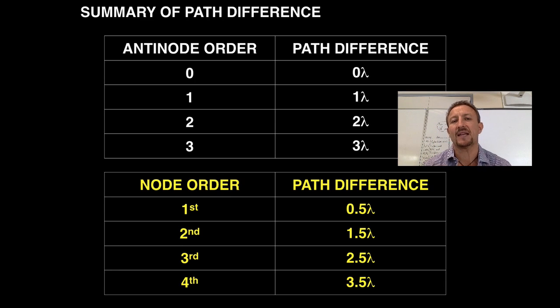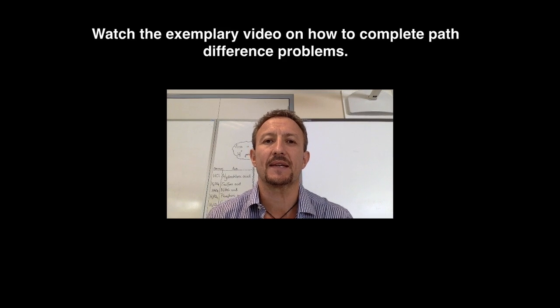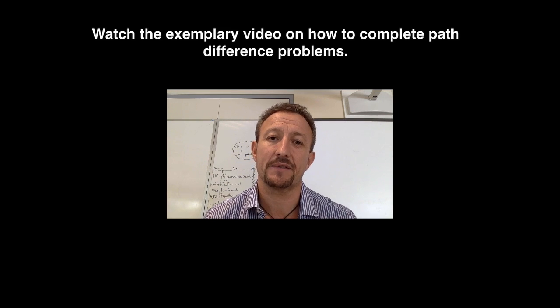Now, it makes sense why the nodal point is half a wavelength difference: you've got to have a crest meeting a trough at the same time so they cancel out. So it's got to be half a wavelength out in order for that to occur. What I suggest you also do is have a look at the exemplary video which I'm going to be posting up, and that will run through a few problems and show you how you can use path difference.